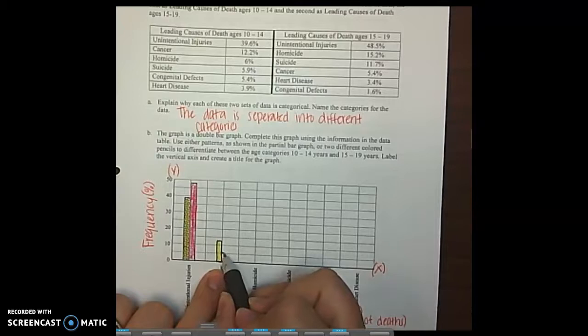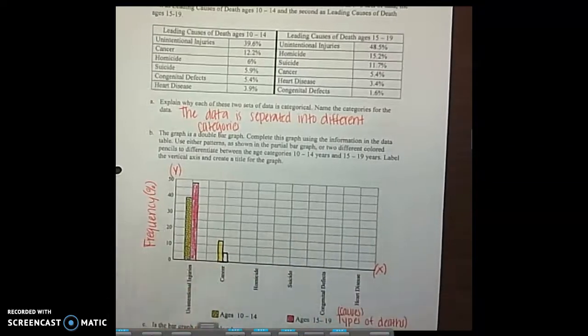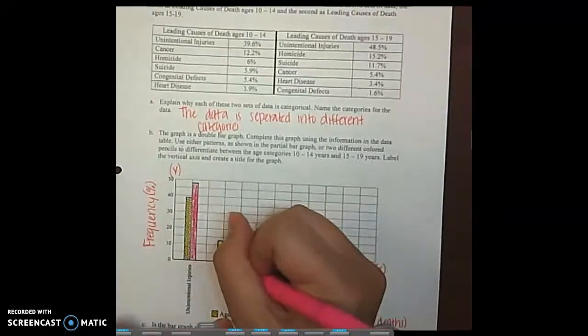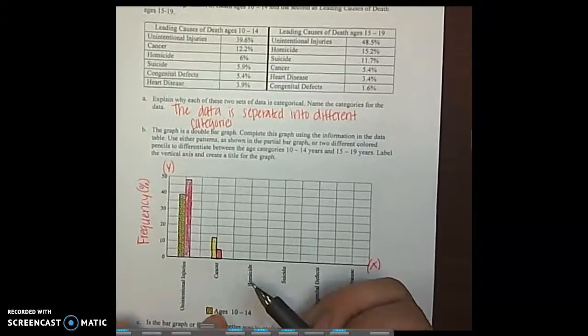So I know that my 5 is right here, so I'm going to go slightly above it. You can't really even tell because that is such a large span. And I'm going to color it pink because that's our 15 to 19.